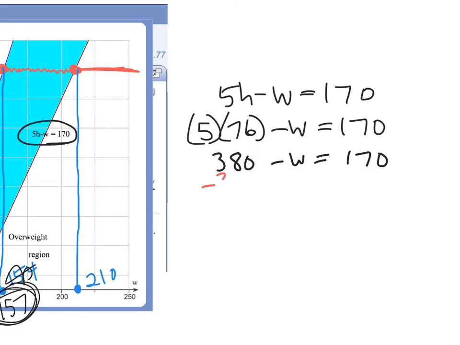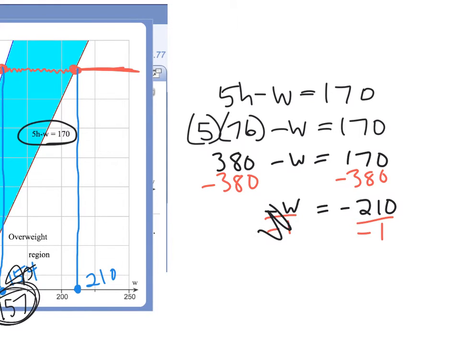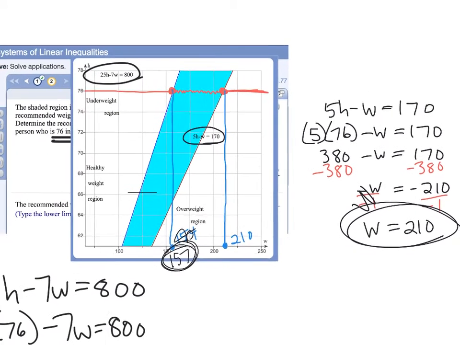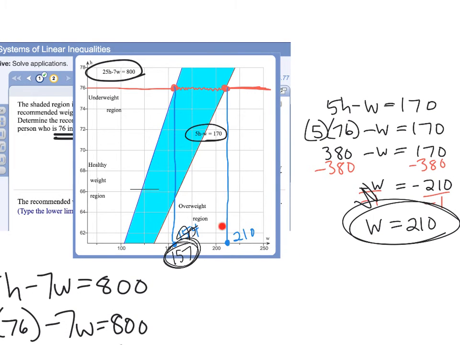And now I'm going to subtract 380 from both sides. And 170 minus 380 gives me negative 210. So I get negative W is equal to negative 210. And so I'm going to divide both sides by negative 1, and the negatives go away, so that leaves me with W is equal to 210. So that means, hey, wow, I rock. That means when the height is 76, your maximum weight is 210. That's so cool. All right, 210.